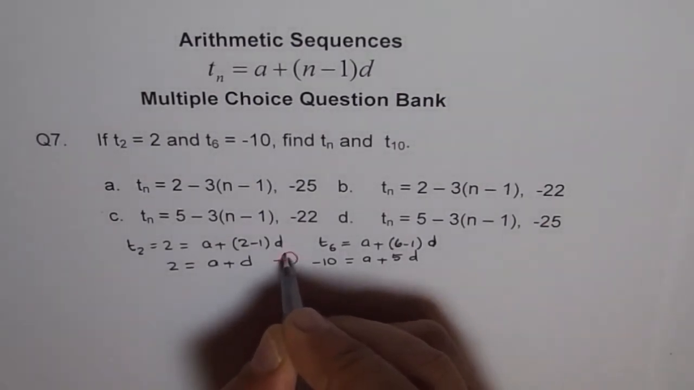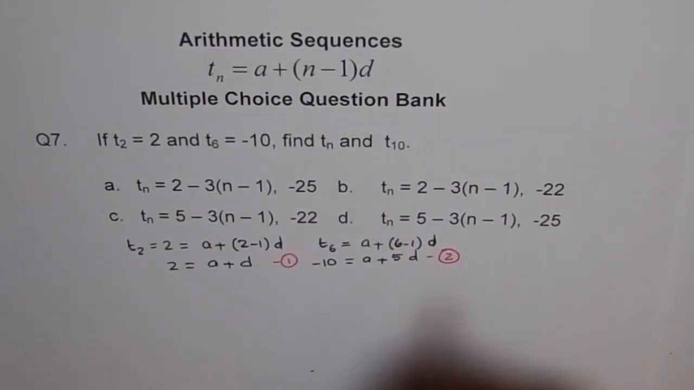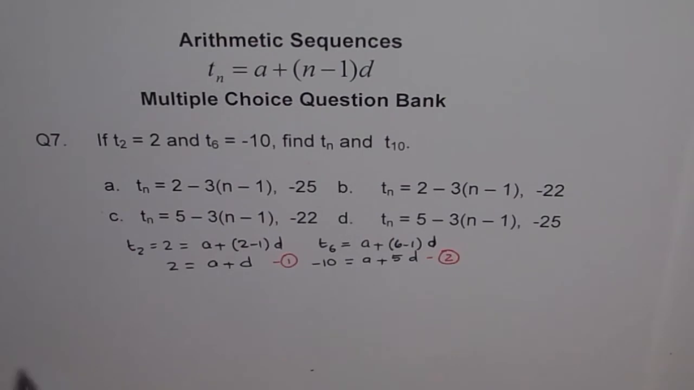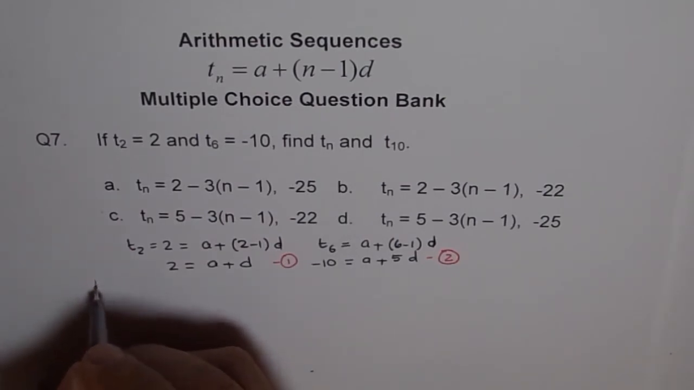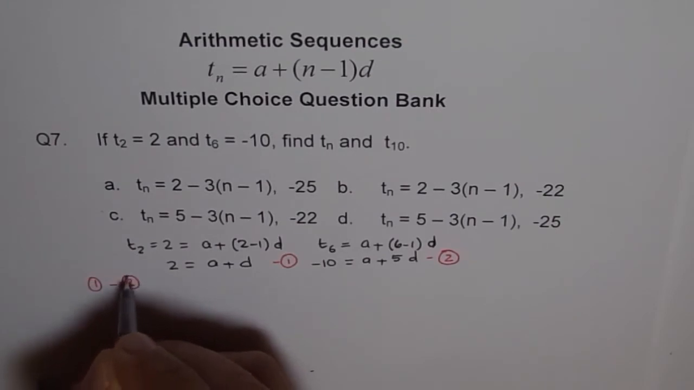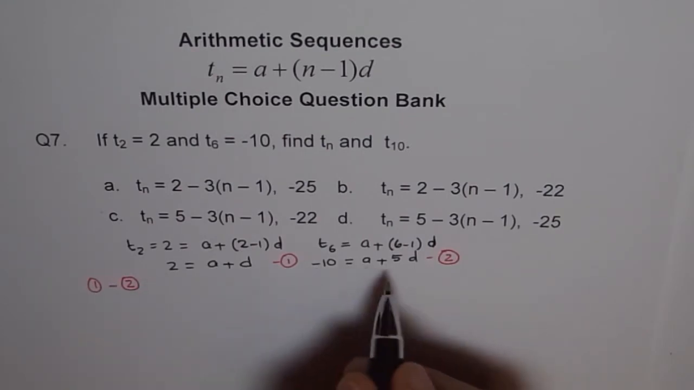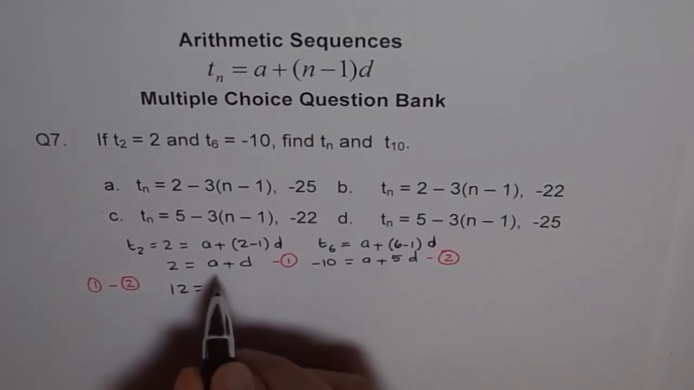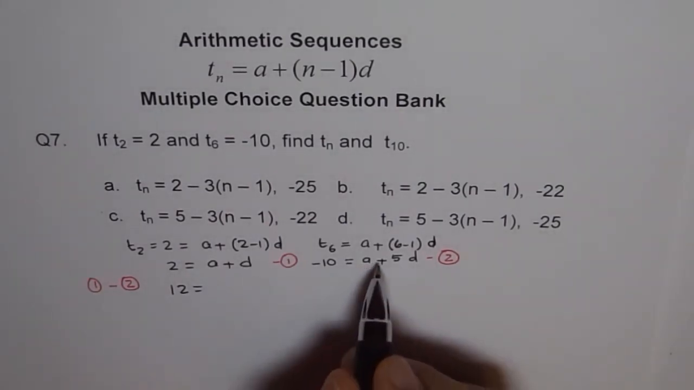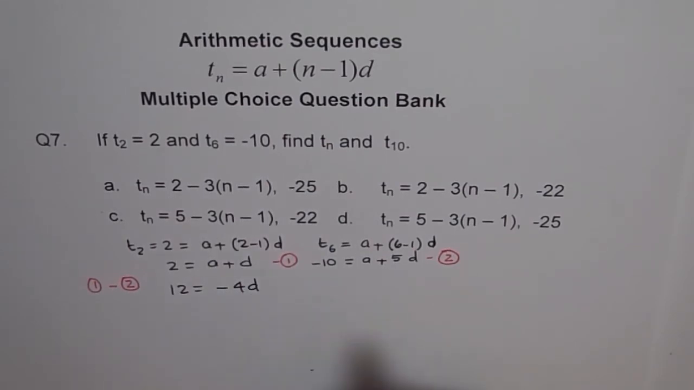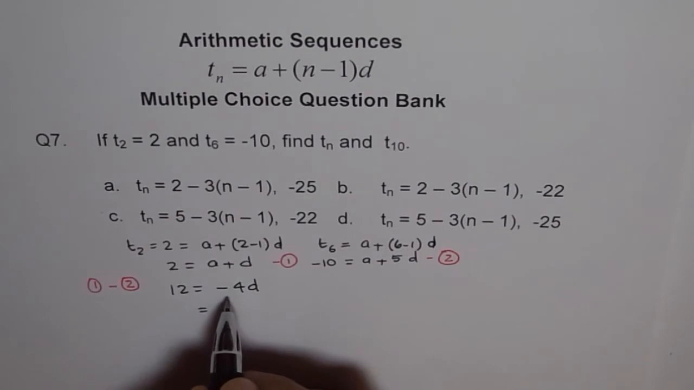So we get two equations here. Let me write this as equation 1 and this as equation 2. We have two equations and two variables, a and d, correct? We can use substitution or elimination. Since we have a and a here, elimination is good. So we will do equation 1 minus equation 2. If we do that, 2 minus minus 10 will give us 12 here, right? And a minus a, 0. d minus 5d will give minus 4d.